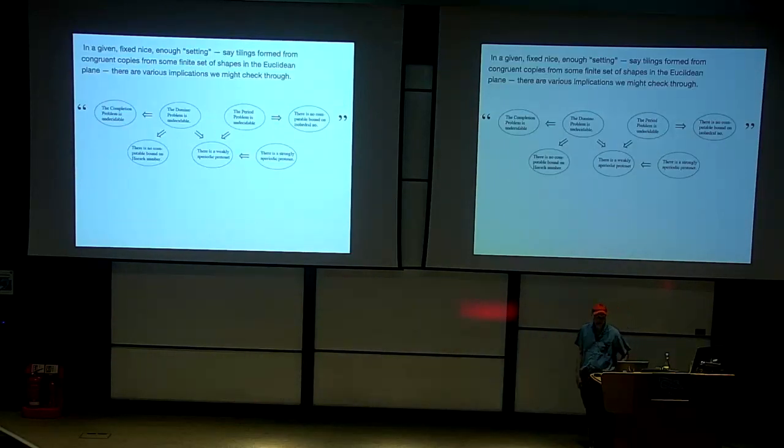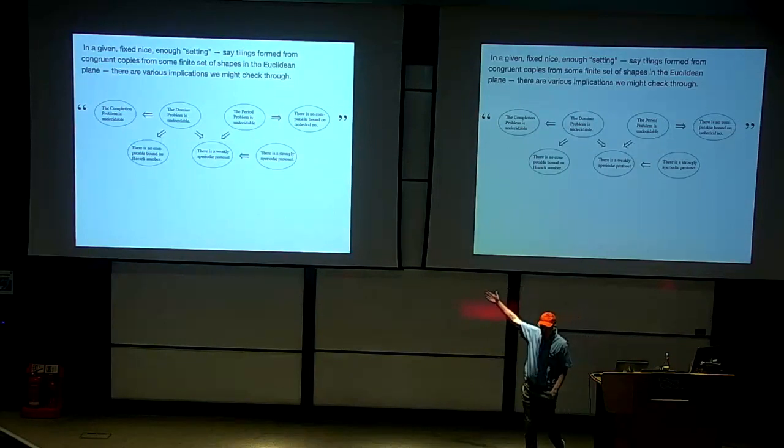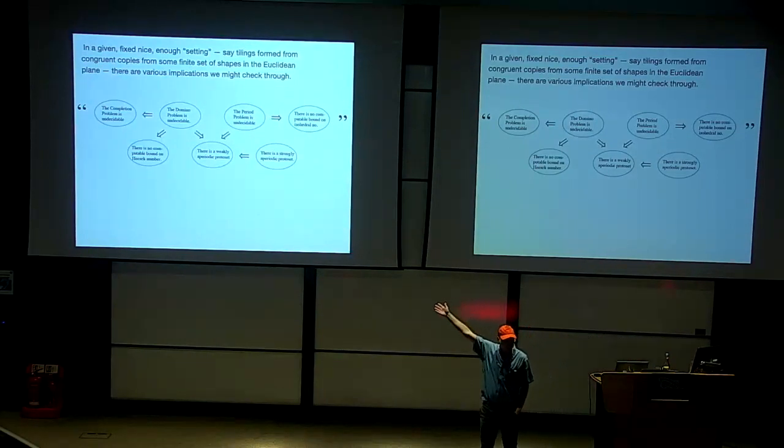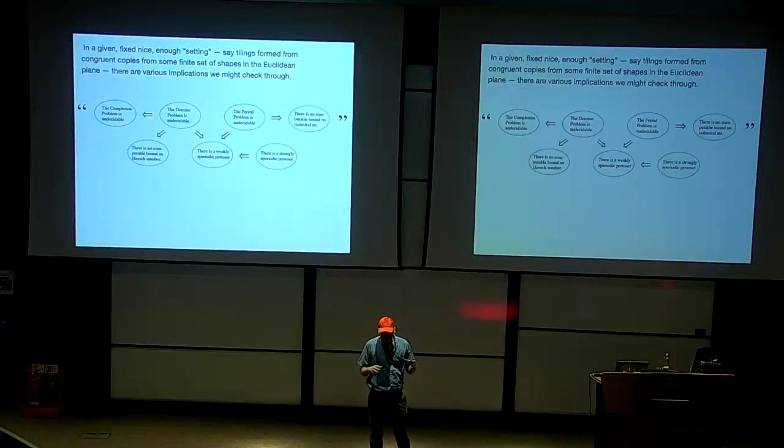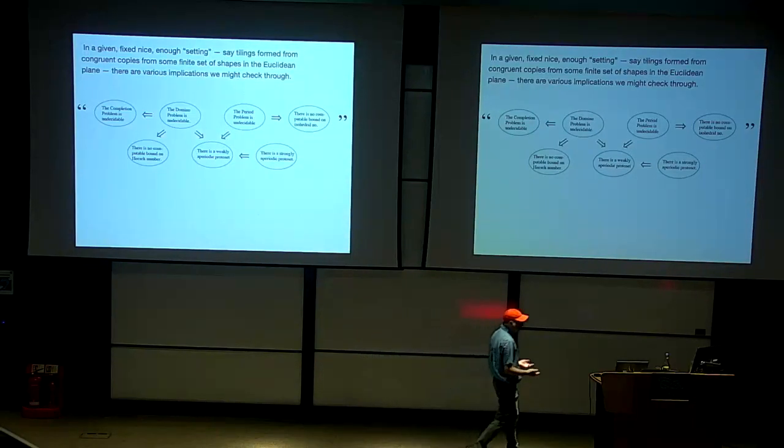So in any given fixed... I have to describe all of this stuff. Obviously the whole point of the talk is to tell you what all this stuff is about. In a given fixed, nice enough so-called setting, what I mean by setting is we have to describe what space we're working in and what isometries we're working with. For perhaps some tilings formed by congruent copies of some finite set of shapes in the Euclidean plane. That would be a setting.